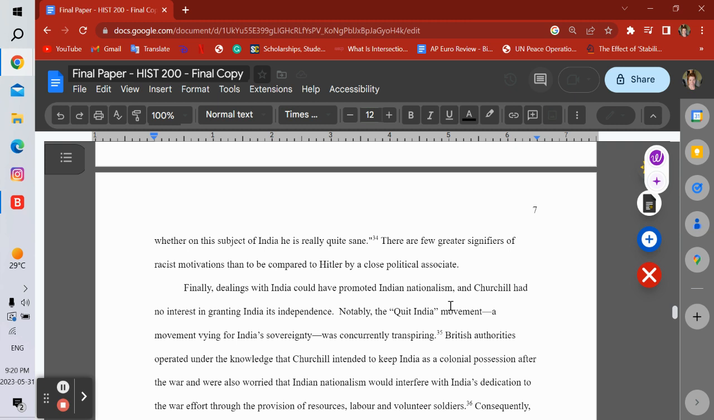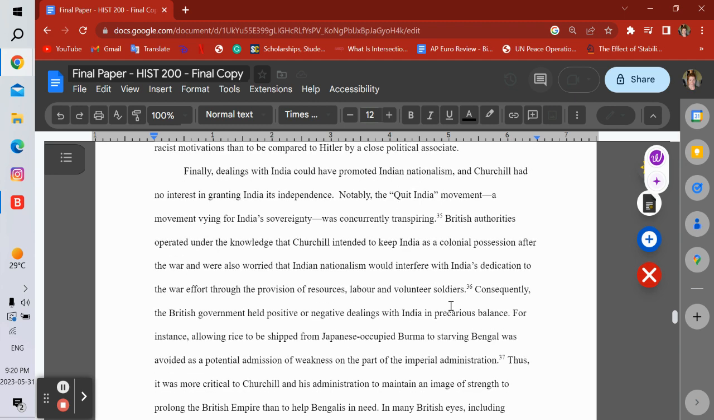Finally, dealing with India could have promoted Indian nationalism, and Churchill had no interest in granting India its independence. Notably, the Quit India movement, a movement vying for India's sovereignty, was concurrently transpiring. British authorities operated under the knowledge that Churchill intended to keep India as a colonial possession after the war, and were also worried that Indian nationalism would interfere with India's dedication to the war effort through the provision of resources, labor, and volunteer soldiers. Consequently, the British government held positive or negative dealings with India in precarious balance.